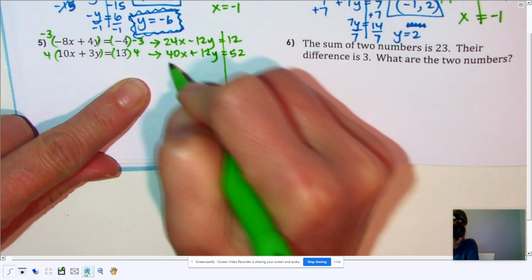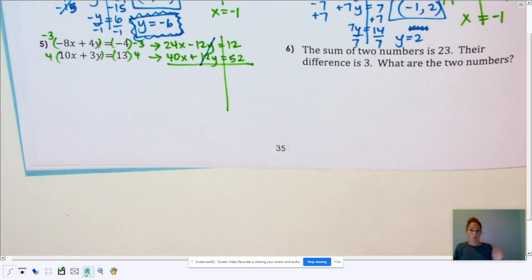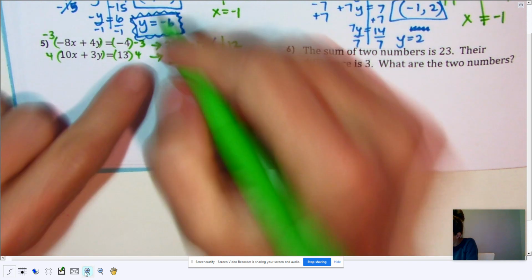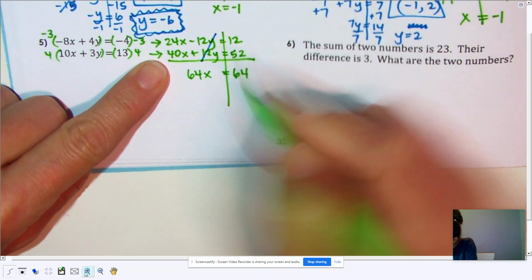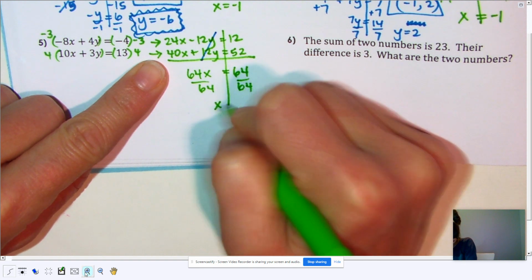And now we're going to add those up. So does something get eliminated? Yes, our y's get eliminated. So that's how we know this is the elimination method. Okay, so we're going to add those up. We get 64x is equal to 64. I'm going to divide by 64 on both sides. So I get x is equal to 1.